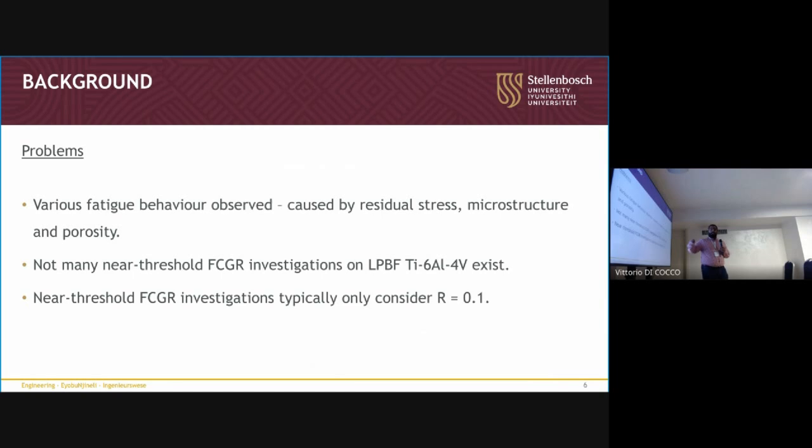So when looking at the threshold, region 1, or in the picture of what I explored as part of laser powder bed fusion, there's just not that many that exist at the time of doing the investigation. And of those that do exist, they're only considering the R ratio of 0.1.